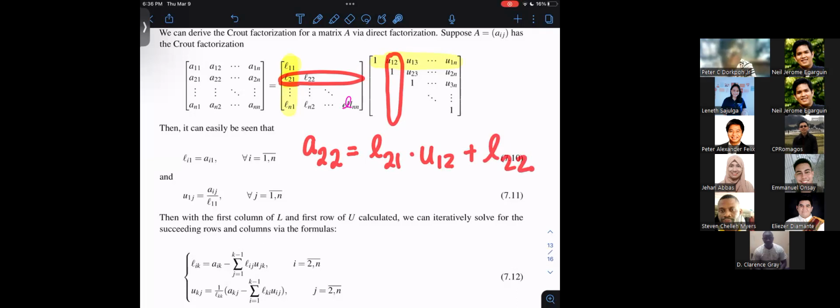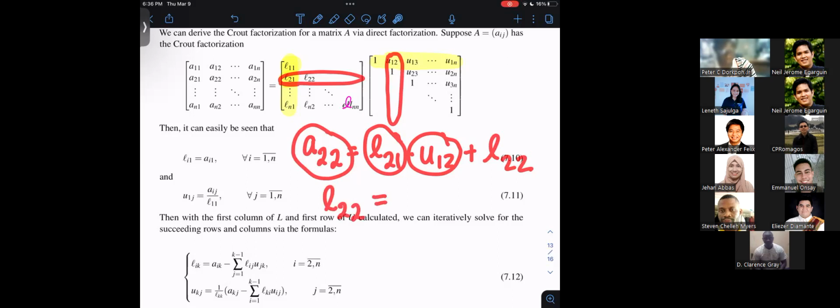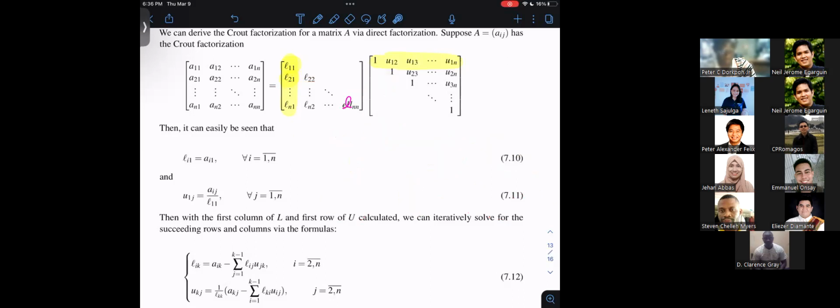But the thing is, I already know what L21 is from previous calculations. I already know what U12 is because that's in the first row of matrix U. A22 is given, so that's fine. So we can easily compute L22, right? L22 will be A22 minus L21 times U12. And so on. So this will be known, L22.